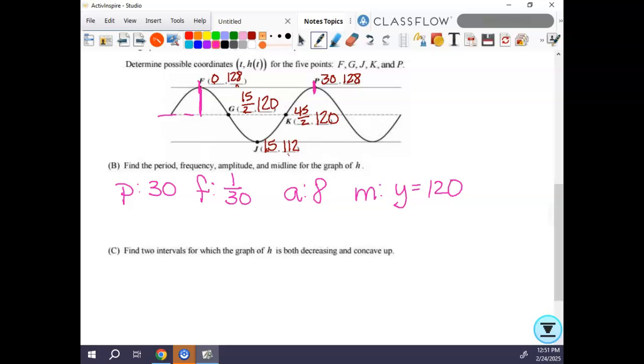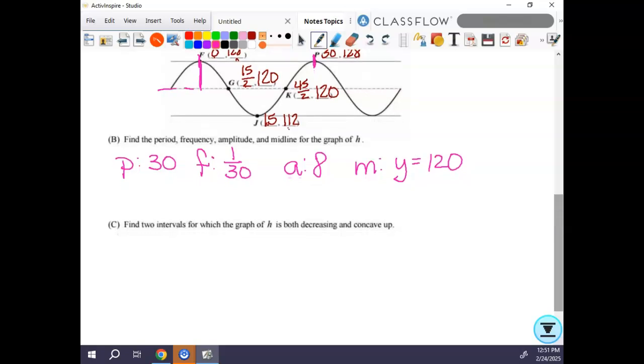All right, so then it says find 2 intervals for when h is both decreasing and concave up. Okay, so here I'm increasing, then I'm decreasing, but that's concave down. Here I'm decreasing, but concave up. Anytime you're asked for an interval, unless you're specifically asked for the range, everything else is inputs or x values. So from here, for this interval here, I'm going to go from 15 over 2 to 15. But I need 2 intervals. That's just one. That's 2 numbers, but that's one interval.